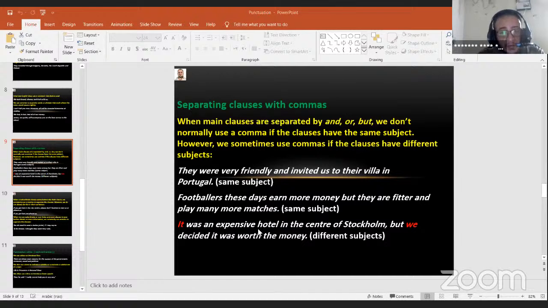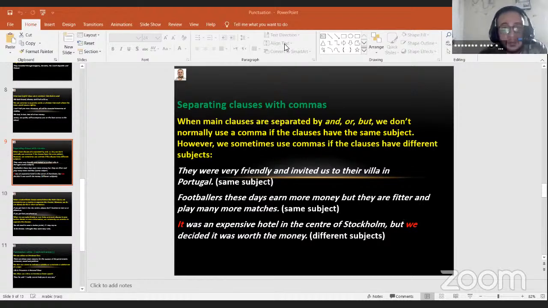It was an expensive hotel in the center of Stockholm, but we stayed there. We added a comma before "but". Why? Because the main subject is "it", and the subject after "but" is "we". So we have different subjects. That's why we added a comma.